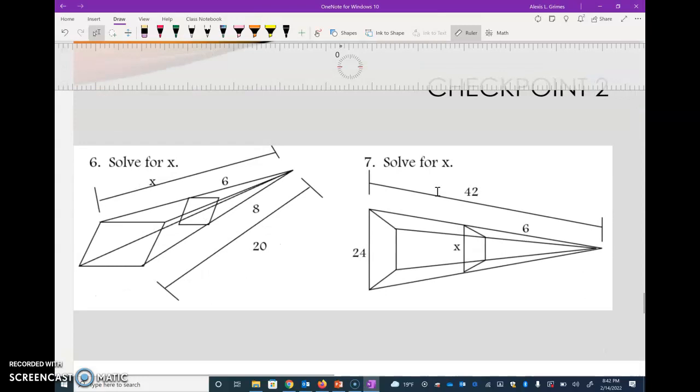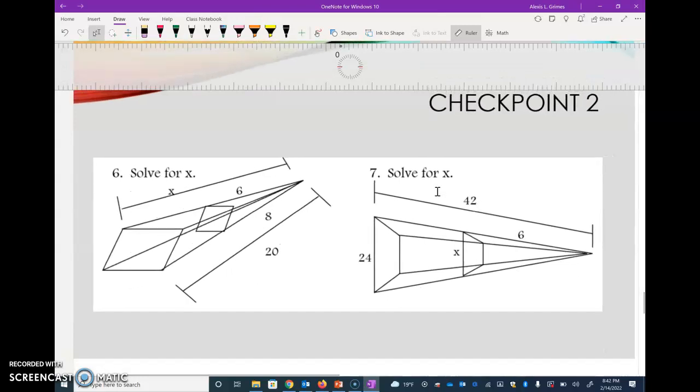Checkpoint 2, solve for x. So I just did 1. I want you to do these 2. So go ahead and pause the video and work through these 2 problems. Circle them if you're not sure how to do them.